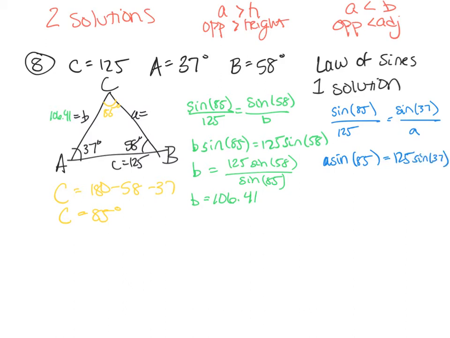And I will divide both sides by sine of 85. So we get that A is equal to 125 times sine of 37 over sine of 85. And when you plug that into the calculator, you should get 75.51. There we go.